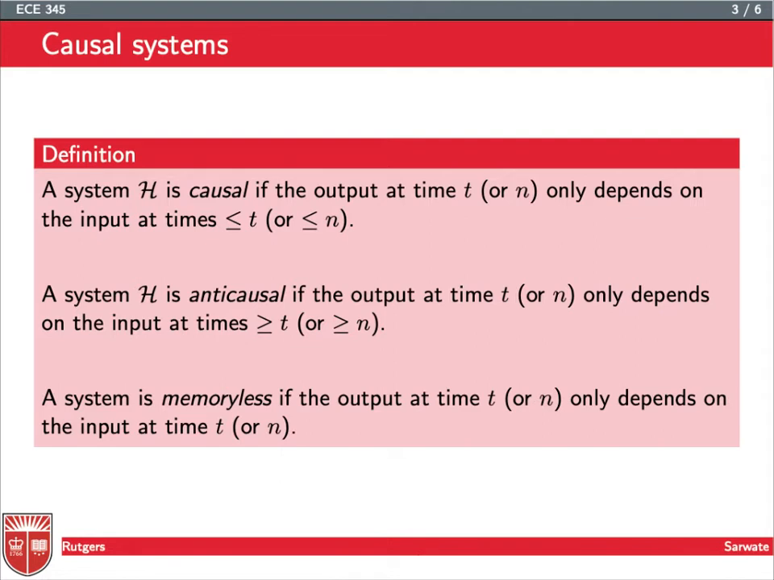And the system is memoryless, which is a special case of causal and anti-causal, if it only depends on the current time. So a system, for example, where the output only depends on the current input, that's a memoryless system. And a system which doesn't satisfy any of these is neither causal nor anti-causal in this language.